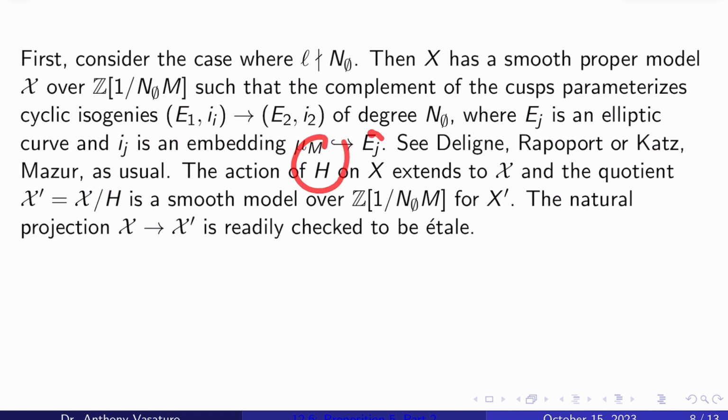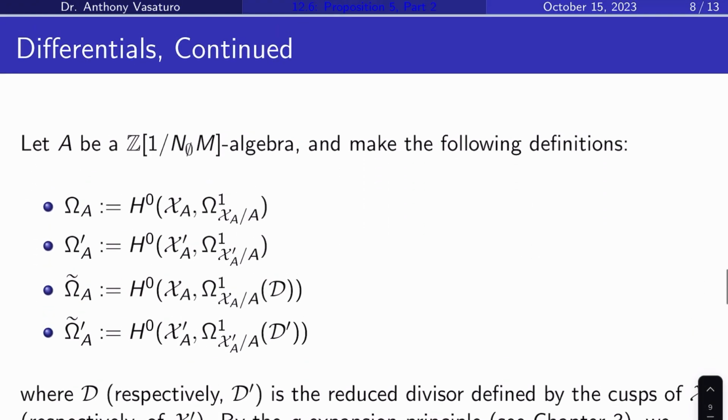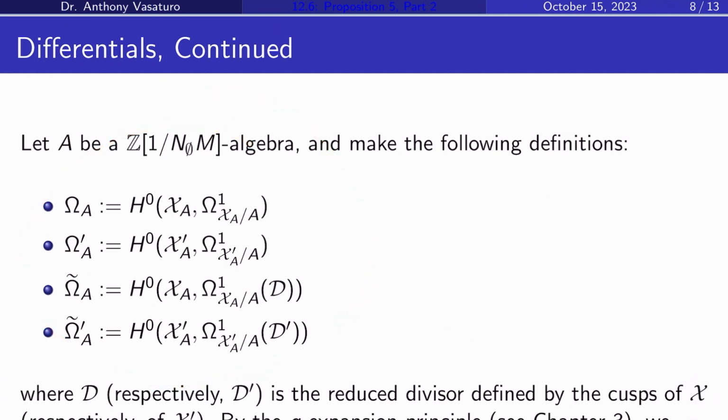The action of H on X extends to an action on fancy X, and the quotient fancy X prime, which is fancy X mod H, also has a smooth model over Z adjoin 1 over n empty set M for X prime. The natural projection fancy X to fancy X prime is readily checked to be étale. Okay, so we have to do a little bit of algebraic geometry here, but we're kind of headed towards using differentials to solve the problem. That's what's going on. Okay.